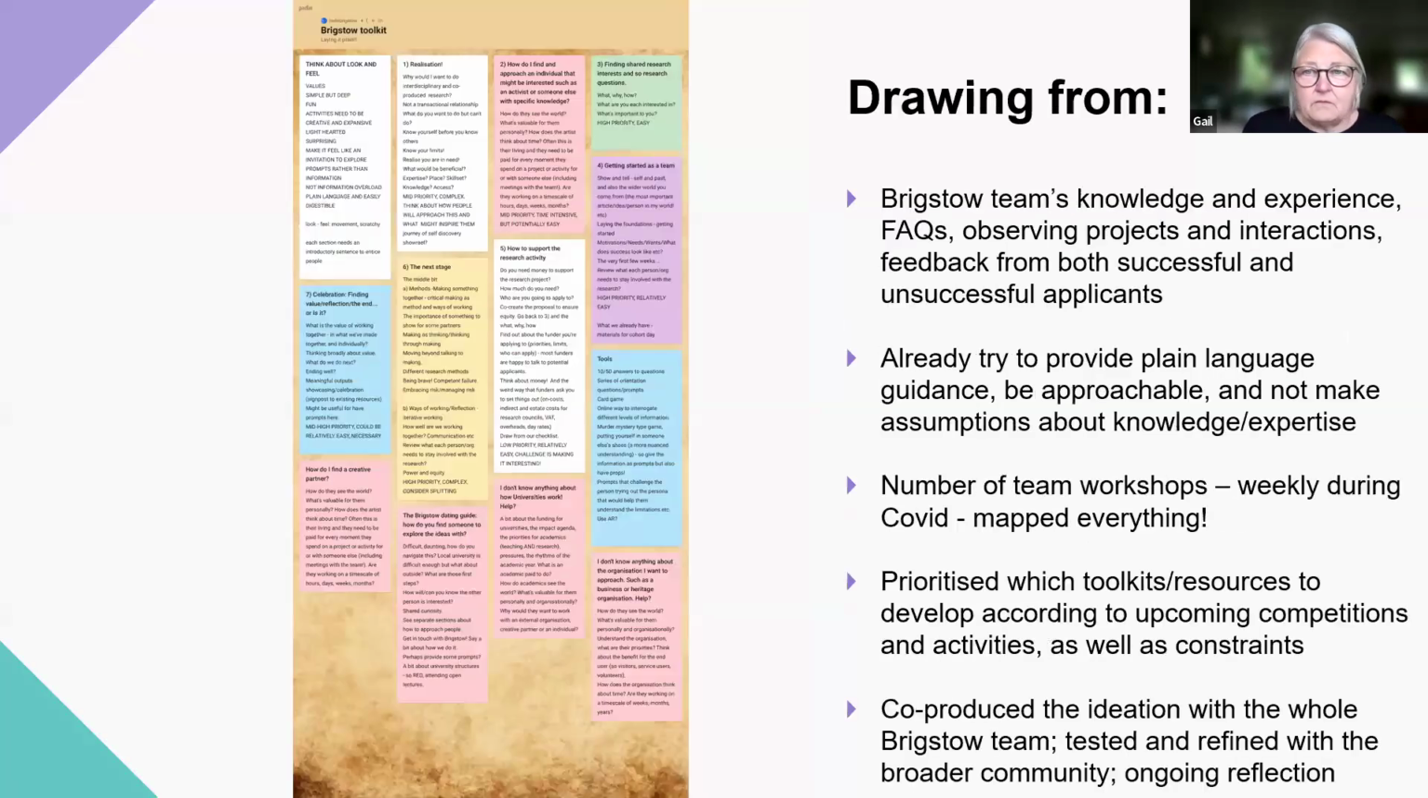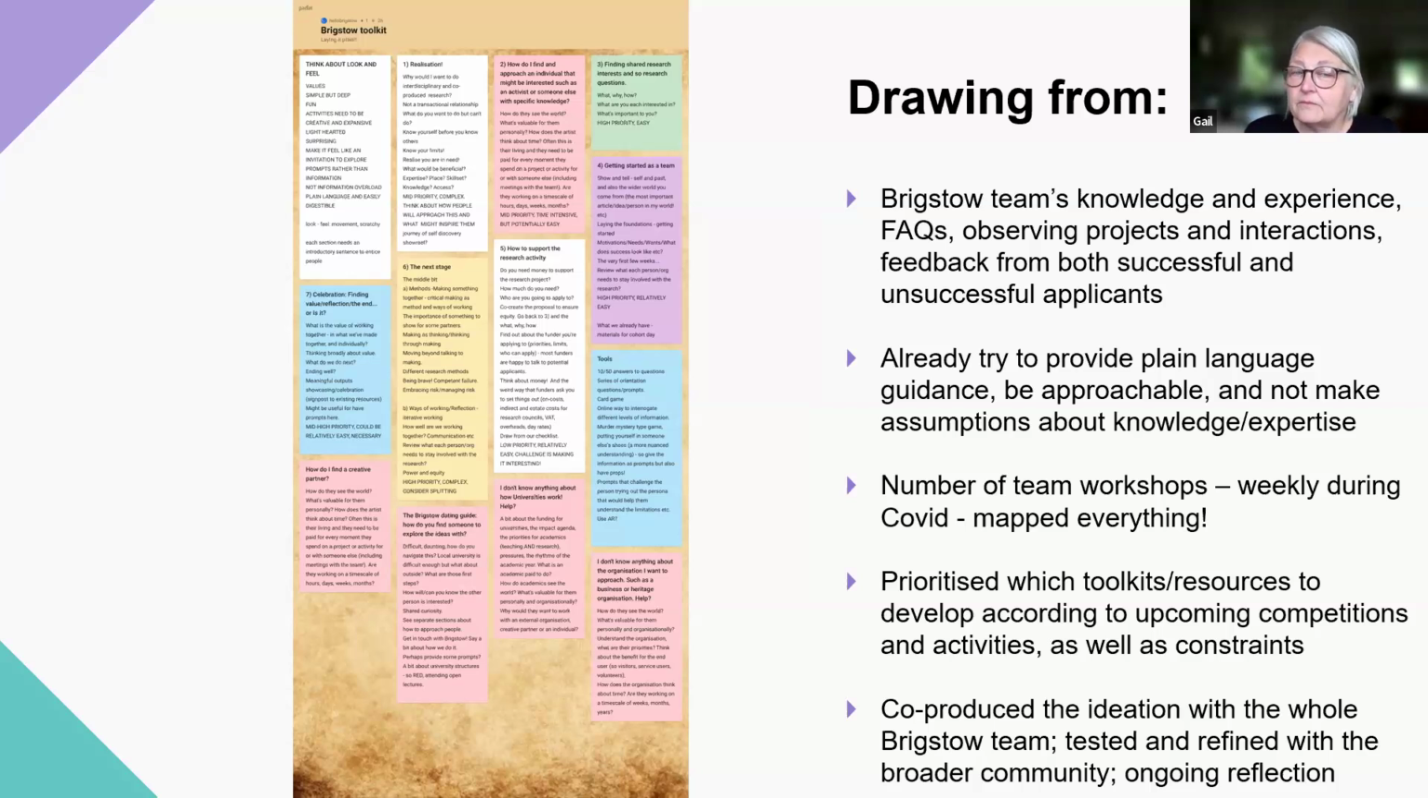We spent many team meetings thinking about what we needed. We'd had a good look around to see what already existed, but we also recognised that there was our own team's knowledge and experience that we could draw on. There were all the frequently asked questions from the community. We'd observed projects and interactions.